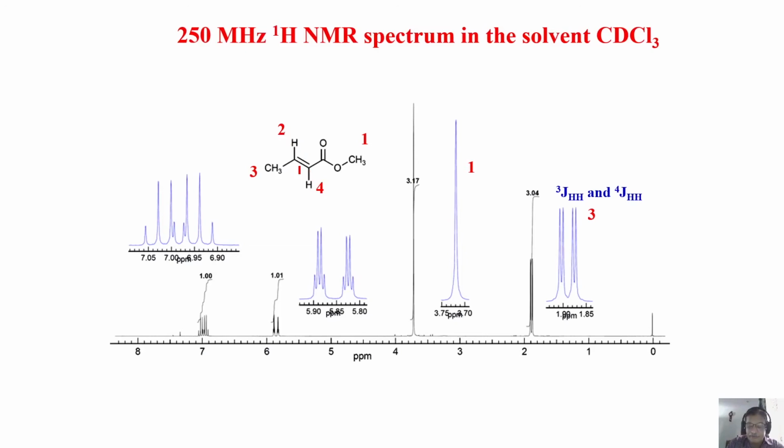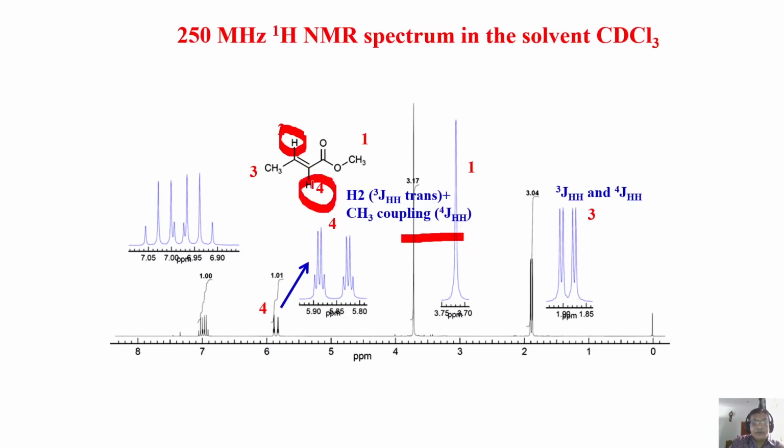Now how do we assign this? You take this one. What is this one? This I would say is proton H2. Why? It has a 3J trans coupling and CH3 coupling 4J. Okay, sorry, this is not proton 2, this is proton 4. When you say this is proton 4, this is a trans coupling which is quite large. Center of this to center of this is a trans coupling, and it has a 4J coupling with this CH3.